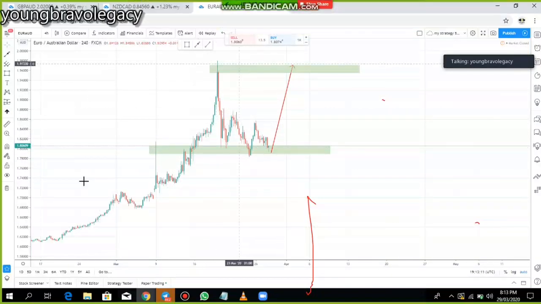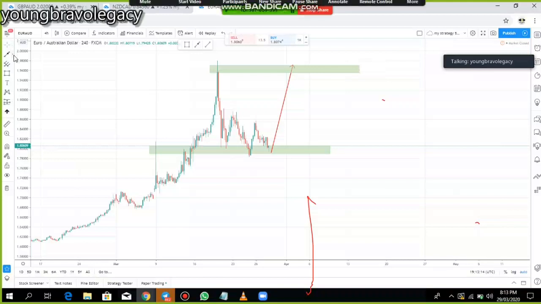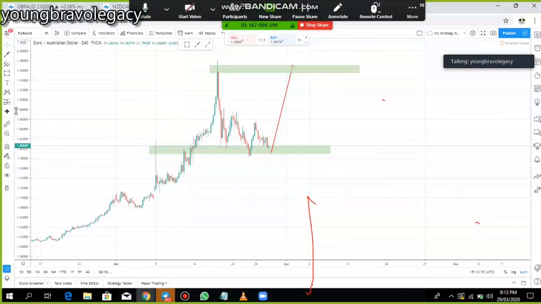Now, EURAUD, the analysis is very simple. Price is in an upward trend, and the market moves just simple.